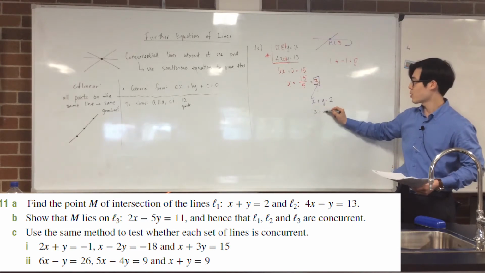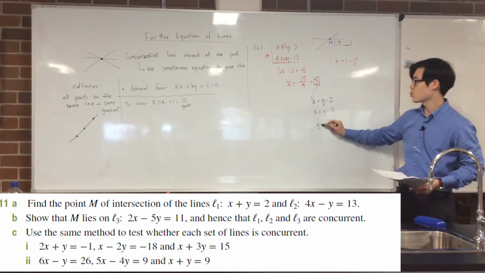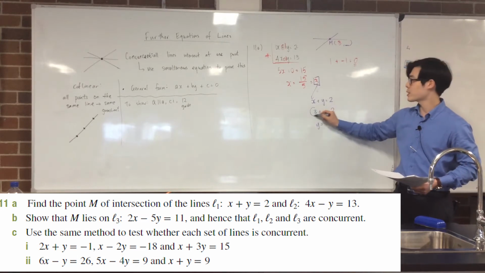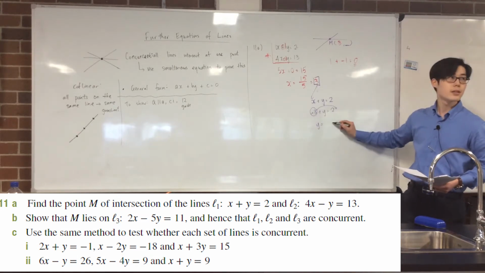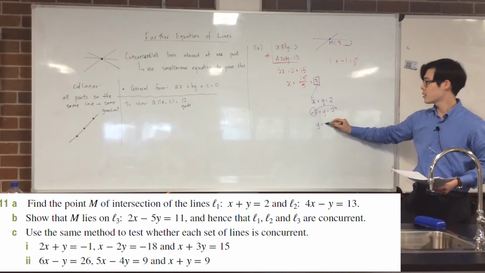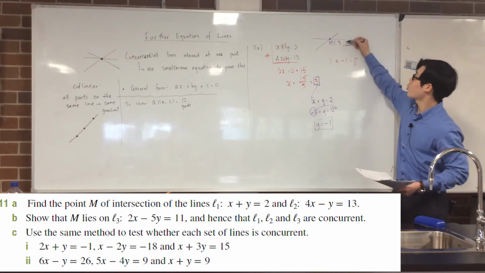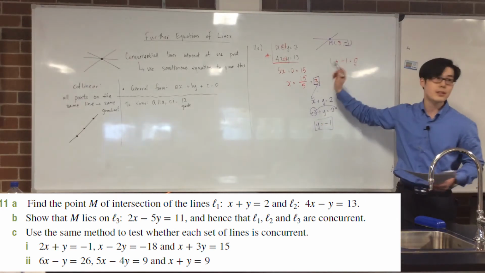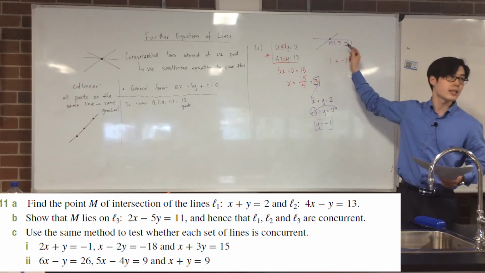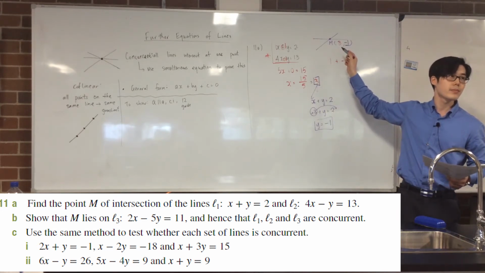So 3 plus y equals 2. So y is equal to what? If I bring this plus 3 to the other side, what does it become? Minus 1. Yeah, so 2 minus 3 is minus 1. So girls, the coordinate of M that they're asking for in this question is that. That's your answer. Yep?